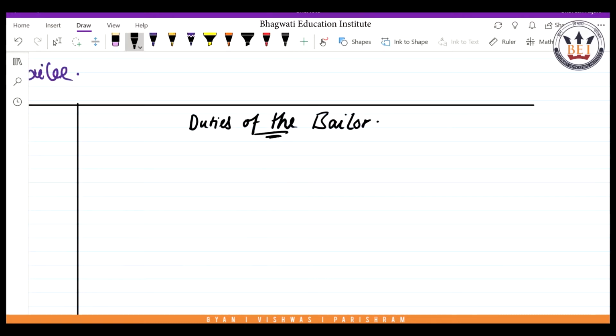Duties of the bailor. So now bailor, as we all know, is the person who is giving the goods. He has certain duties. So let's discuss one by one the duties of the bailor. The first duty that falls on the bailor's part is as per section 150 para 1.